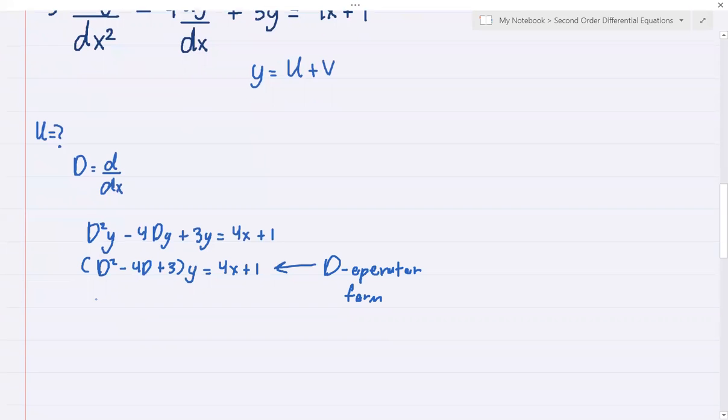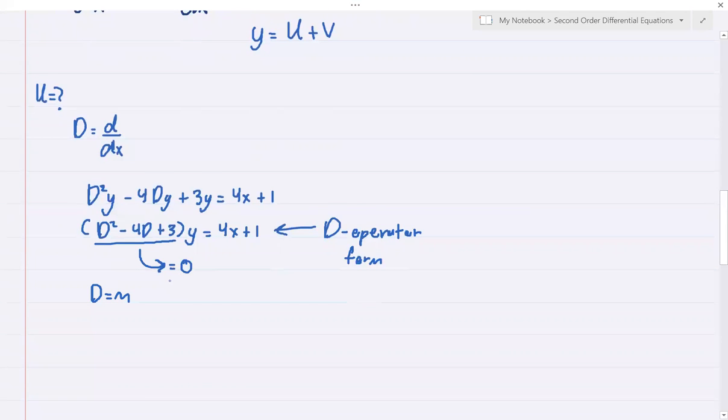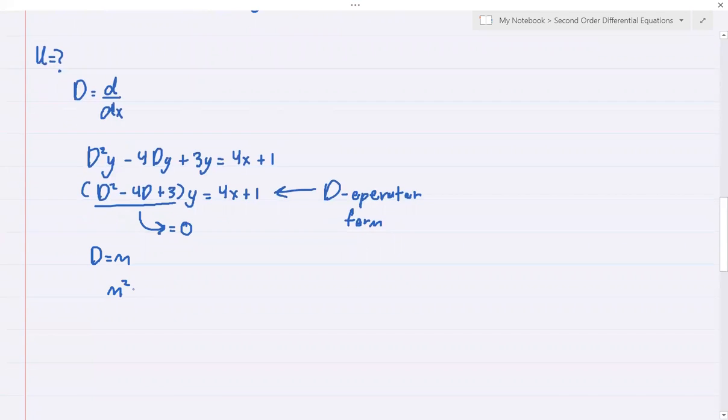Now that you have made it into the operator form, what you're going to do now is to substitute your d as your m and equate this expression to 0. So we will have m squared minus 4m plus 3 is equal to 0. And once again, this is your auxiliary equation.